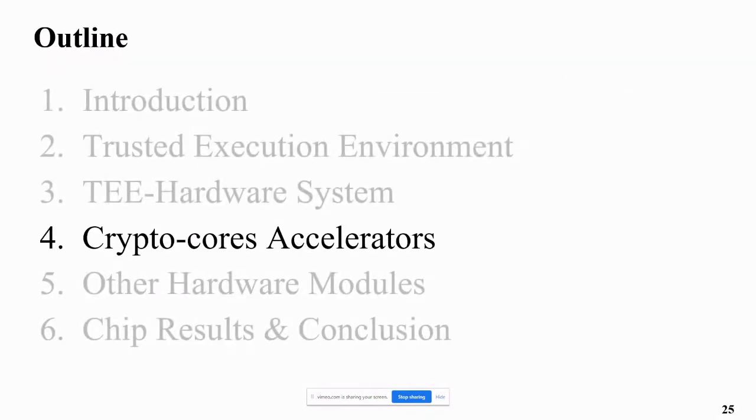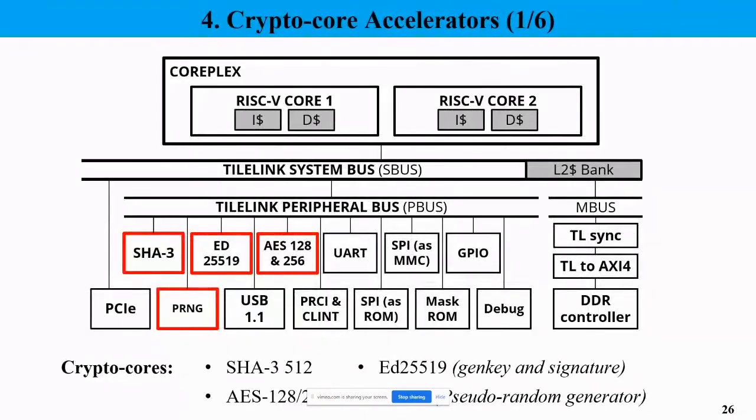Okay, so let's dig right into the details of the crypto accelerator cores. The crypto accelerator cores include the SHA-3 accelerator for hashing, the Ed25519 accelerator for generating the keys and signatures, the AES encryption, and a true random generator.